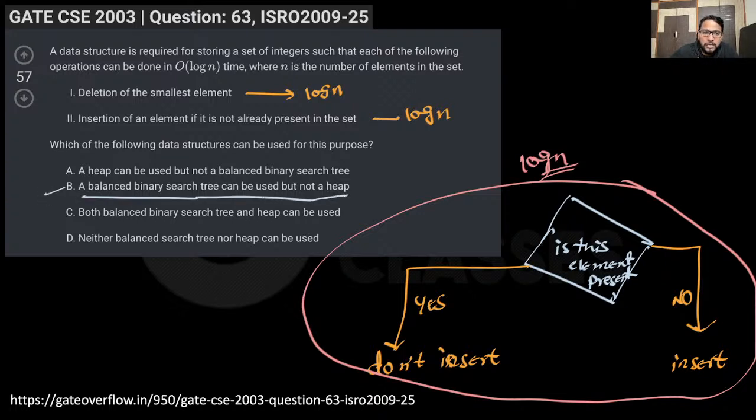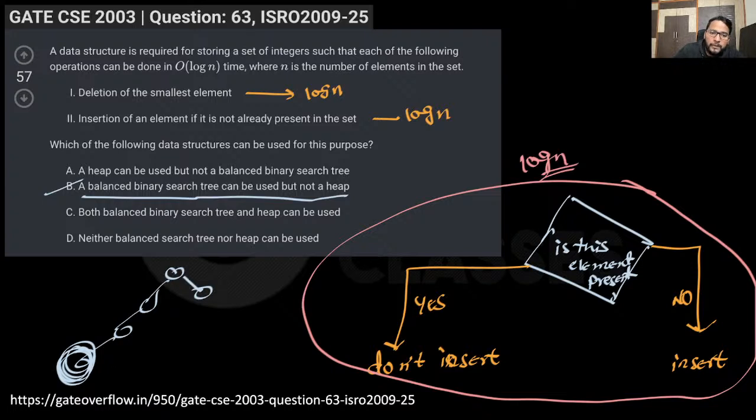Yeah, that's the answer. Because in the balanced binary search tree, which is just like an AVL tree, the height is log n, right? If the height is log n, then you can definitely delete the smallest, or find any number in log n time, right? Because in that AVL tree, the smallest will be found at the leftmost. If you want to delete it, you can definitely delete it in log n time, right?